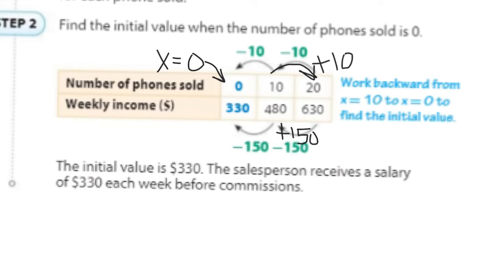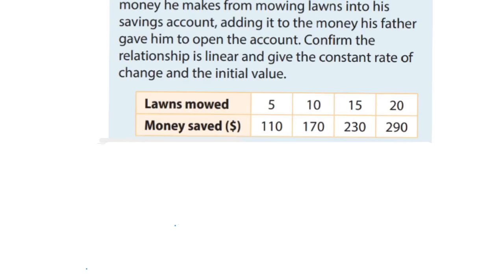Now, please keep in mind that if this salesperson continues to come in to work, sell no phones, and make $330, they probably won't have a job very long. As one student told me, they'll kick them to the curb. So the idea is that they sell the phones.